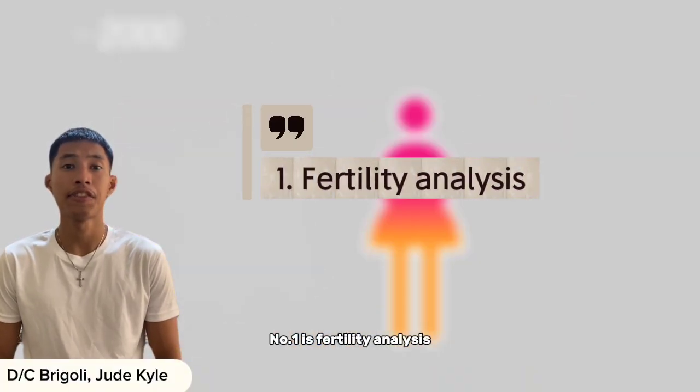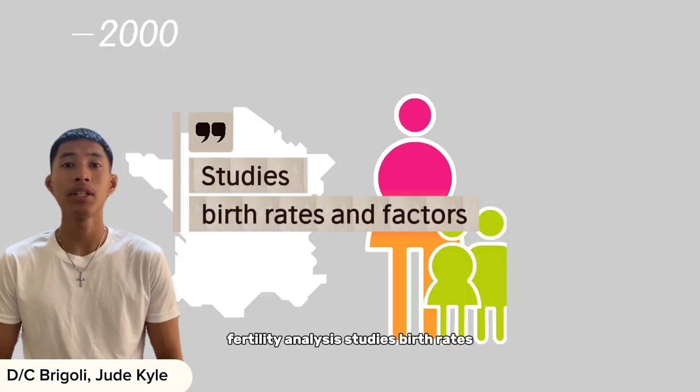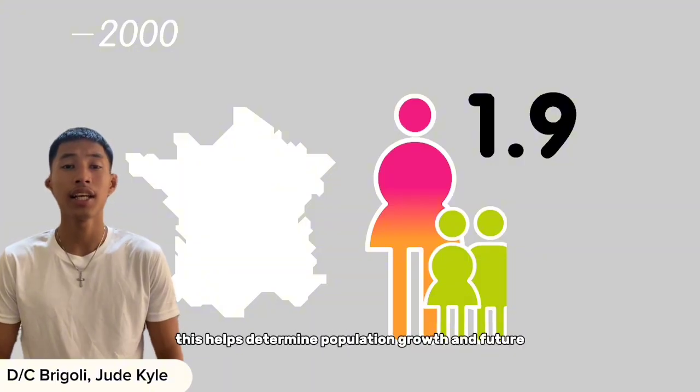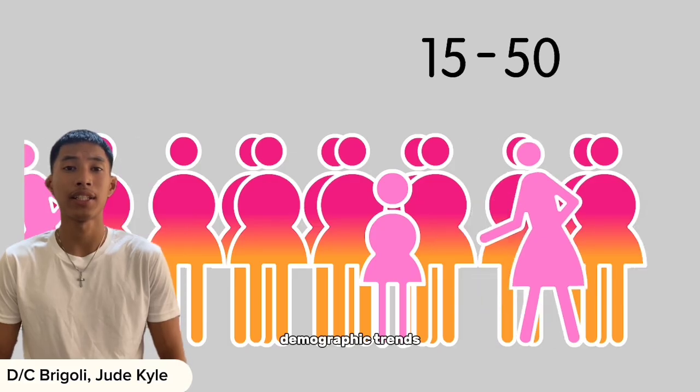Number one is fertility analysis. Fertility analysis studies birth rates and factors influencing how many children are born in a population. This helps determine population growth and future demographic trends.